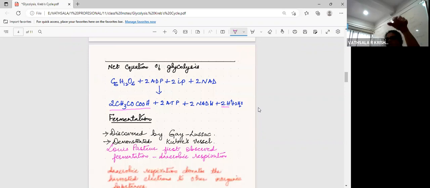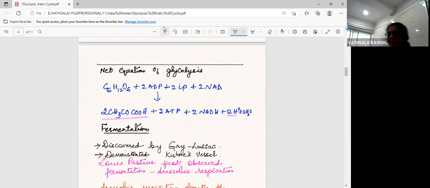Now this CH3COCOOH, pyruvic acid, in other organisms which are anaerobic, forms different substances. Based on this, we have ethyl alcoholic fermentation, acetic acid fermentation, and lactic acid fermentation in different organisms. So let's understand how this fermentation happens. You need to remember this, that's all.